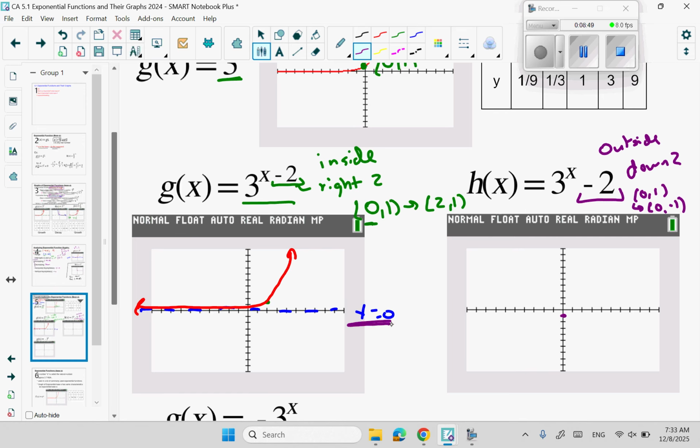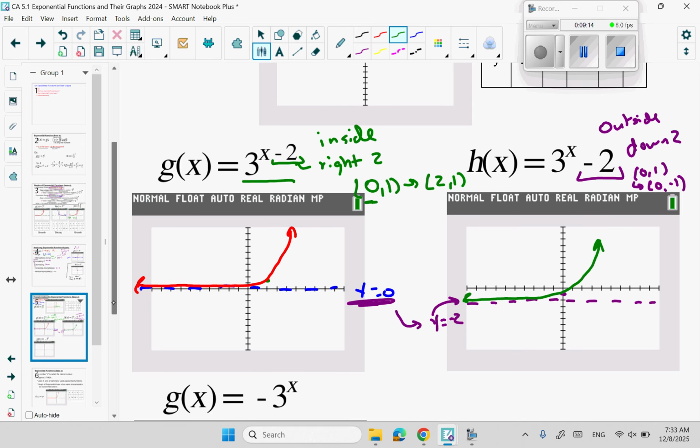Except I have to recognize my original horizontal asymptote was y equals 0. But I'm bringing everything down 2. So now it's going to be y equals negative 2 right here. So my asymptote gets shoved down as well. And then I can graph and finish the rest of the picture. Again, that shape stays relatively the same.